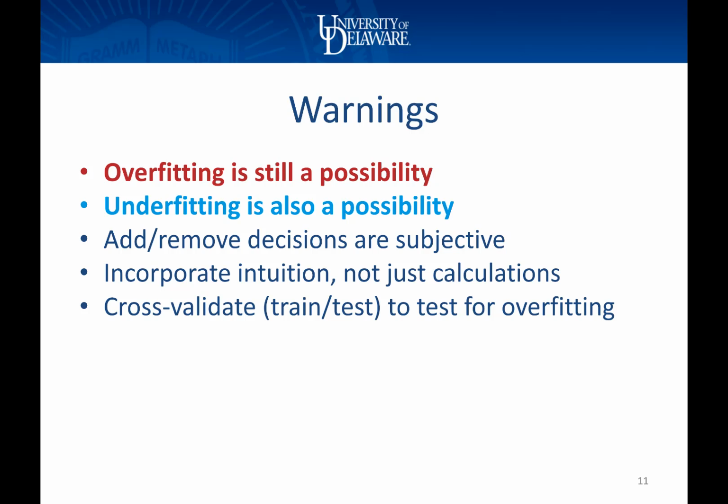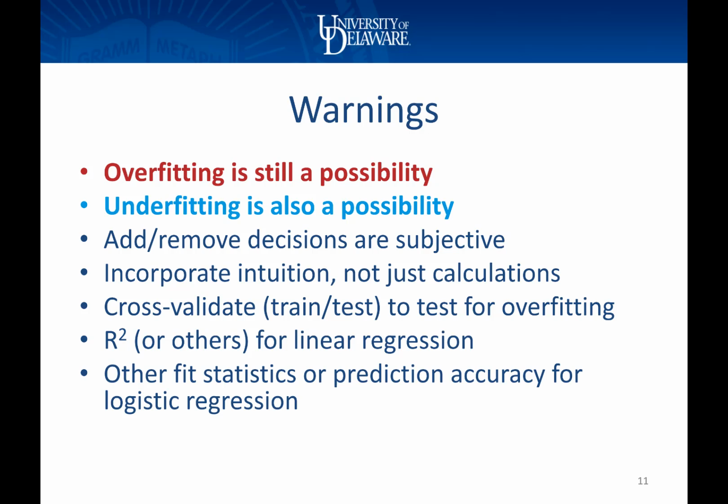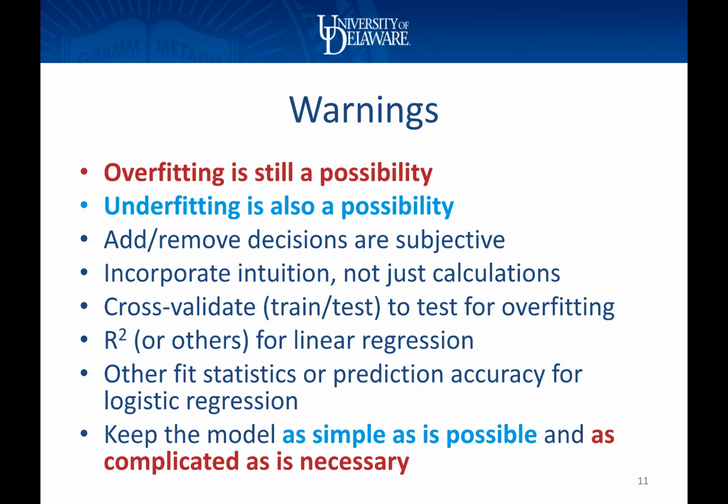When you make decisions about a linear regression model, you can rely on R-squared or other fit metrics. And when you talk about logistic regression, you can make these variable selection decisions with fit statistics like the AIC that we talked about in the logistic regression videos, or you can use prediction accuracy. What I love about prediction accuracy is that you can always rely on it to tell the truth, especially if you're cross-validating.